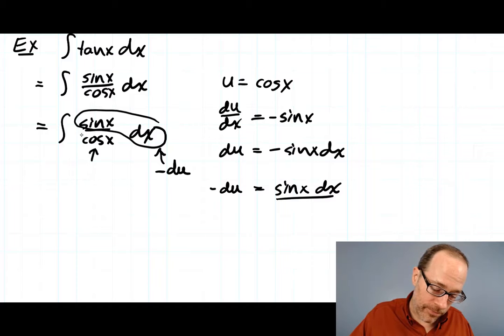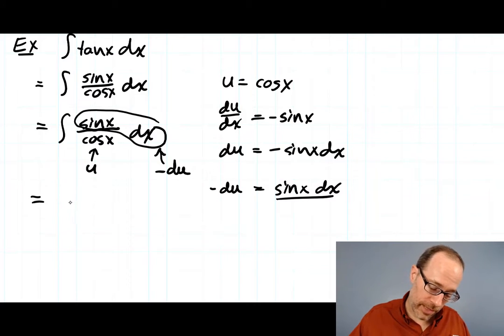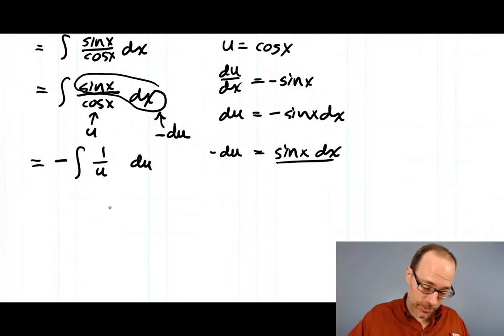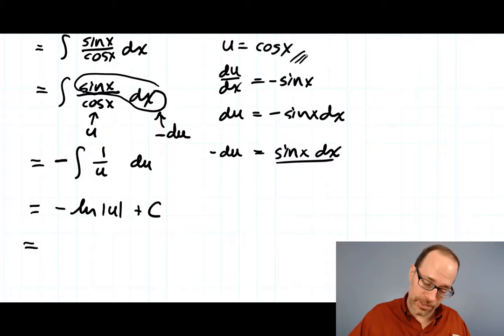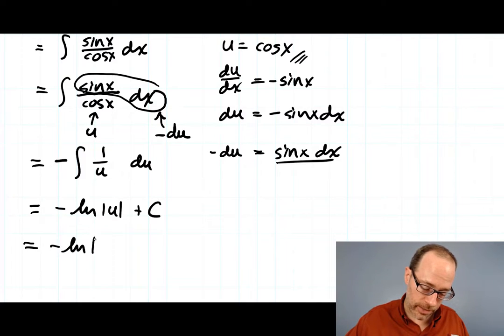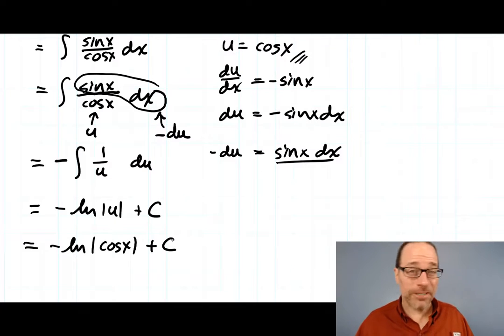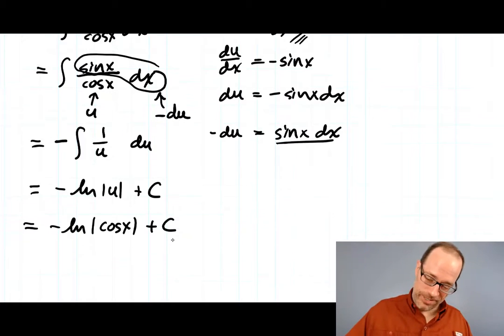And that cosine is going to turn into just a u. So I end up with, pull the minus out because it's a constant, du and 1 over u. And we know how to do that. That's no problem. Minus the log of the absolute value of u plus a constant. And then don't forget, u, way up here, was the cosine. So it's minus the log of the absolute value of the cosine x plus c. And we're done.